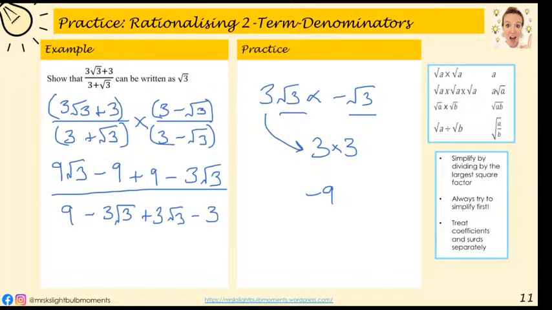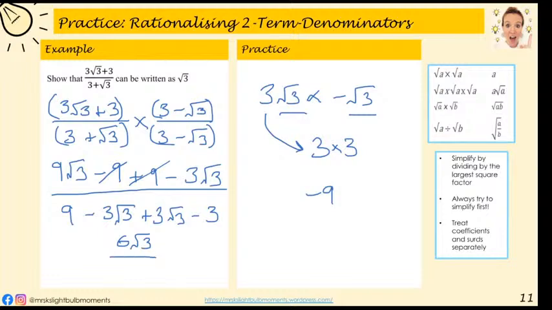If you look at the numerator and we look at our regular numbers first, minus 9 plus 9. Nice, they cancel out. We don't need to worry about them. 9 root 3 minus 3 root 3 gives us 6 root 3. So that's all we're left with on the top.